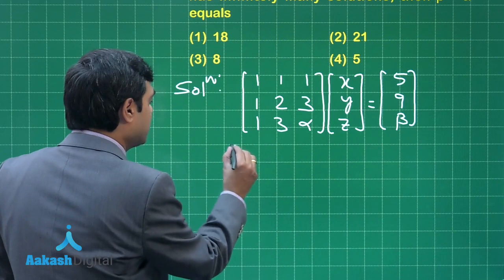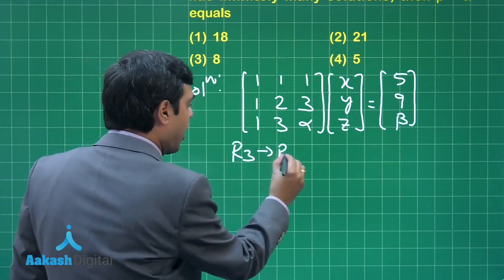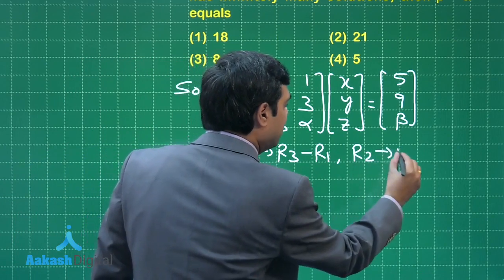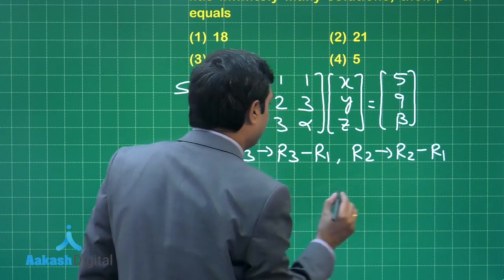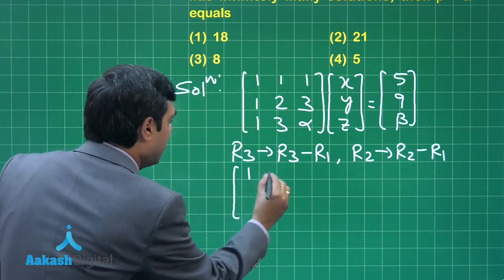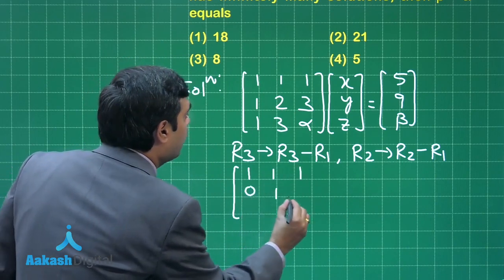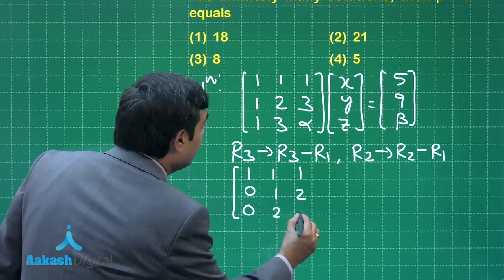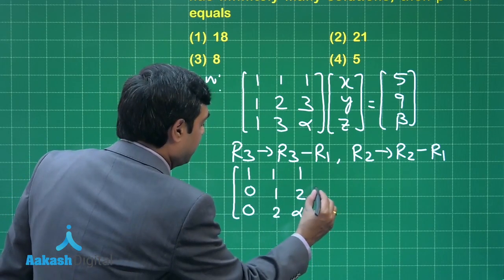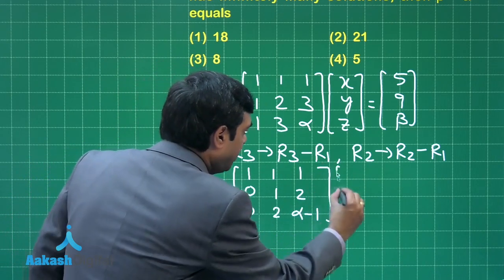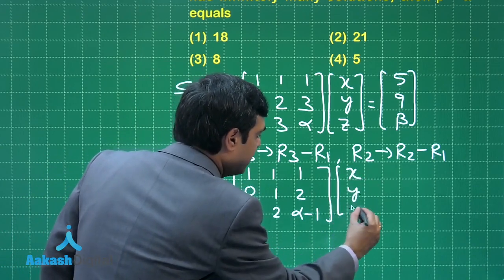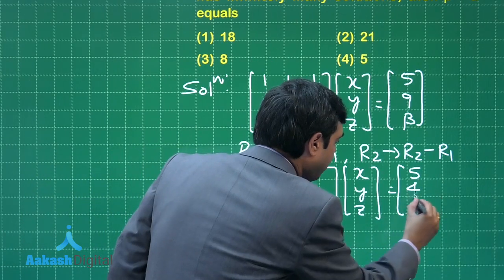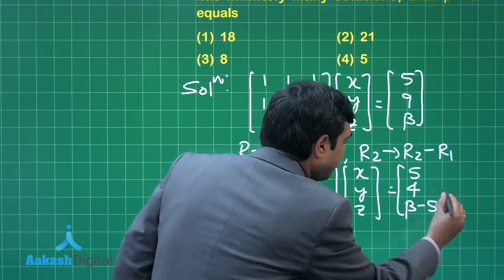Now, when you apply here R2 minus R1 and R3 minus R1, you can see the elements in the first column become 0. So, R3 replaced with R3 minus R1 and R2 replaced with R2 minus R1. This gives us 1 1 1, 0 1 2, 0 then here we have 2 and alpha minus 1 multiplied with x, y, z, and next we have here 5, 4, beta minus 5.